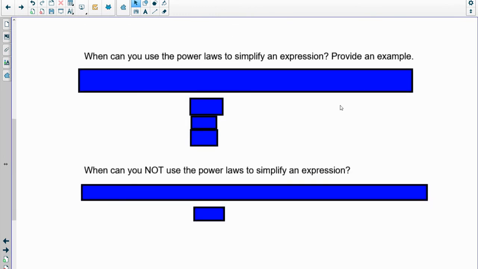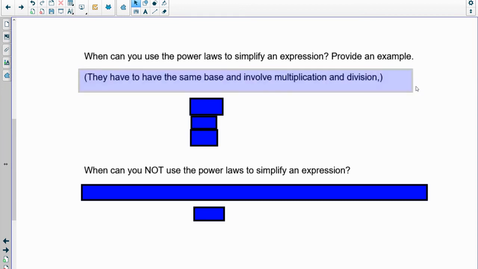So there's some things here you have to really put into your brain and keep them there. These are when can you use it and when can you not use it. This is critical because if you try to apply the laws when they're not supposed to be applied, you're definitely going to get the wrong answer. All right? When can you use the power laws to simplify an expression? Okay? They have to have the same base and they have to involve multiplication and or division.